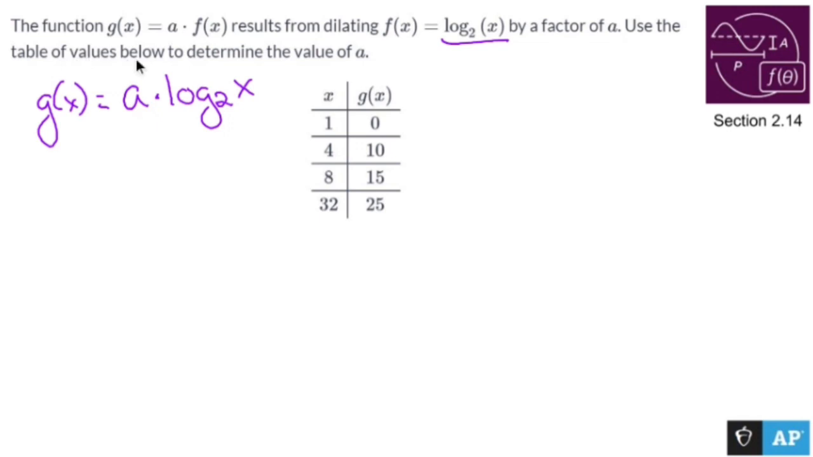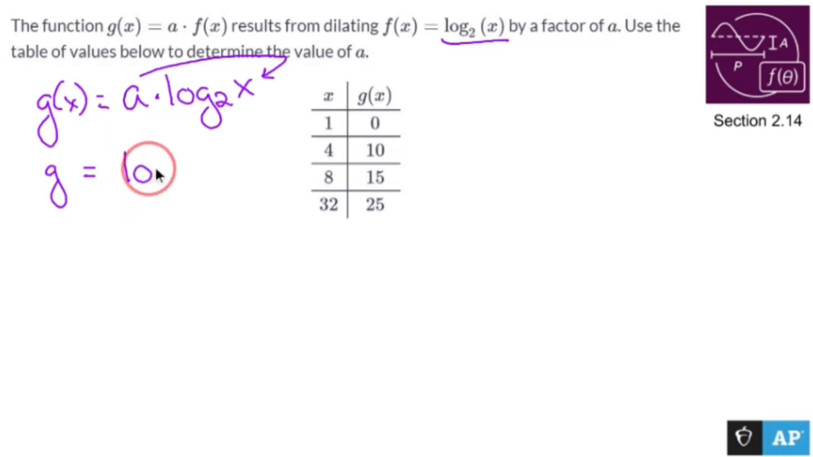Use the table of values below to determine the value of a. Well, I'm not good at finding logs off the top of my head, so why don't I change this into its other form, its exponential form? I'm going to just turn g of x into g because that'll make my life easier. And then I'll plop a right there, because I'm allowed to use that formula that says if I have a living in front of a log, I can make it an exponent.